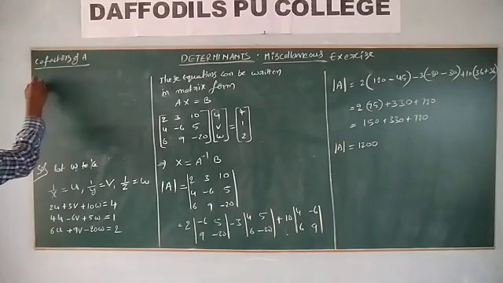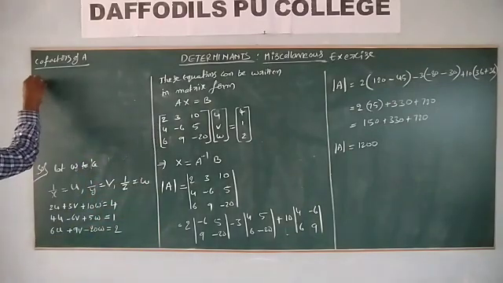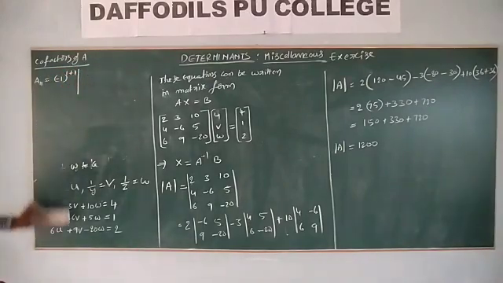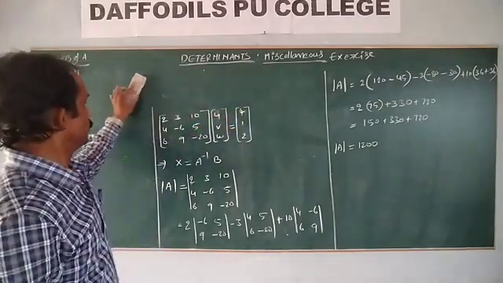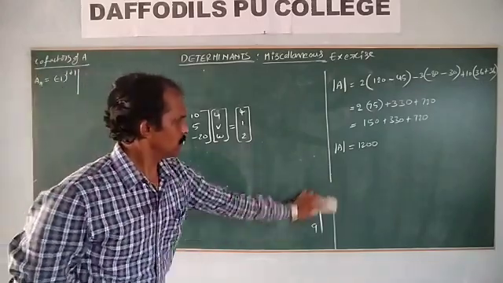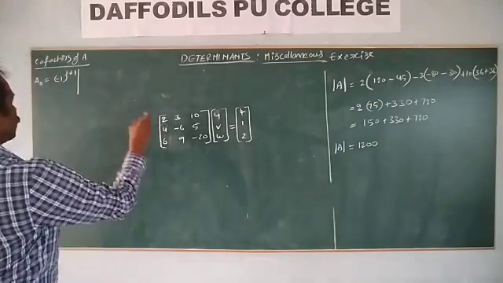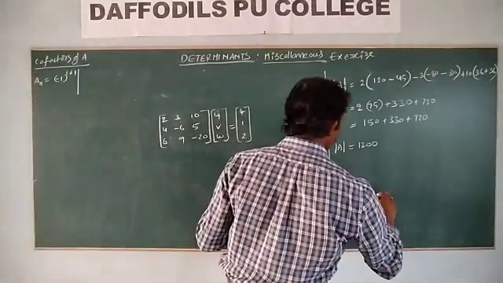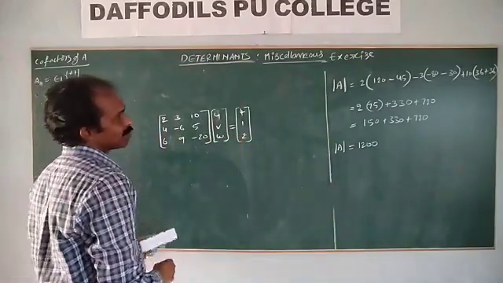Cofactors of A. Okay, cofactors of A. So this is the A matrix. A11 is minus 1 to the power of 1 plus 1, minus 1 to the power of... Let it be taken here, right here.